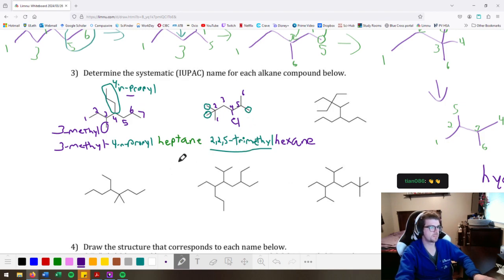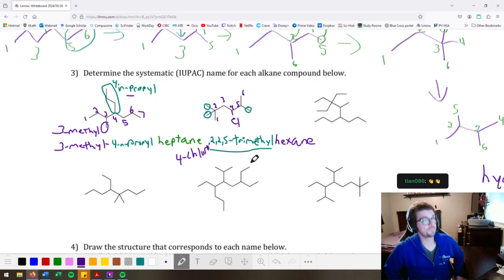So this would be 4-chloro-2,2,5-trimethylhexane. I didn't make the point that I was hoping to make because my brain isn't working and I can't think of any functional groups that would throw off the alphabetization.